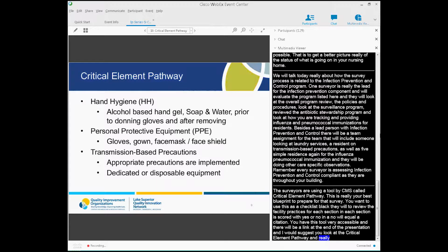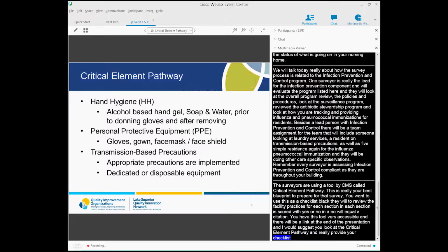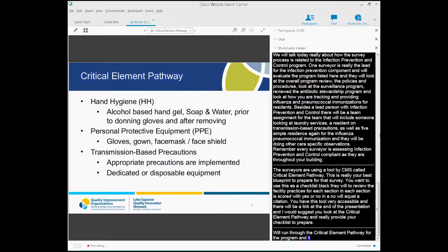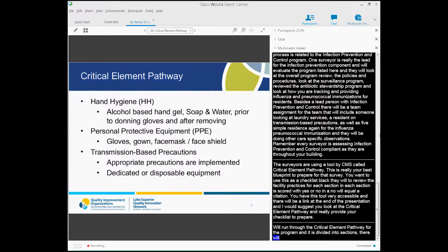We're going to run through the critical element pathway for infection prevention and control program. It is divided into 8 sections, and we'll briefly review each one. Now, you'll notice that many of these things we've discussed on previous calls, so refer back to those slides and those recordings, which will be on our website as well.